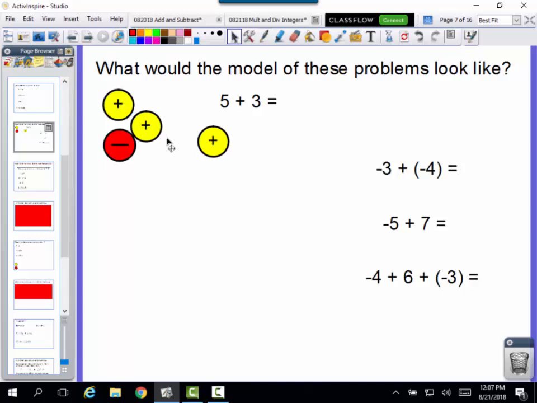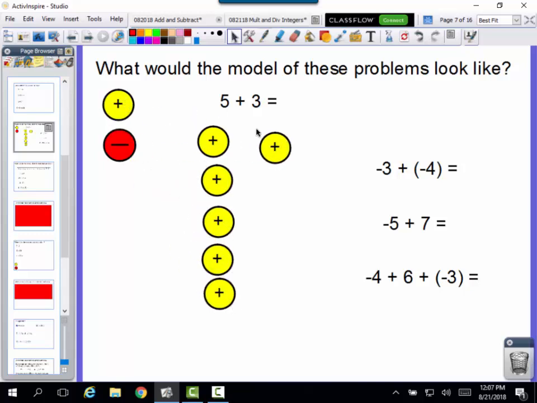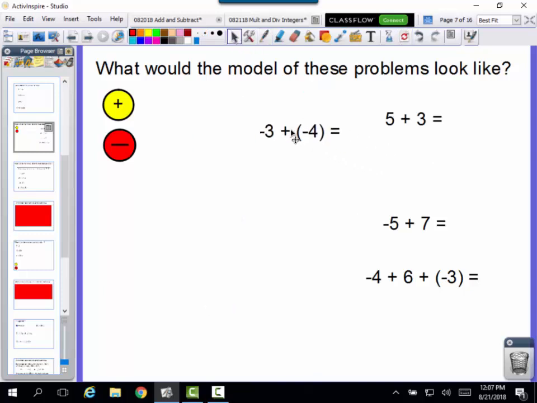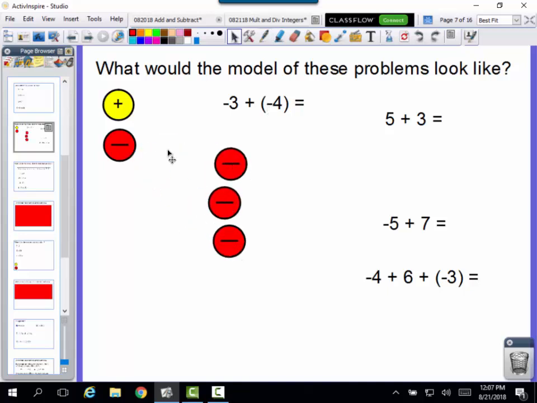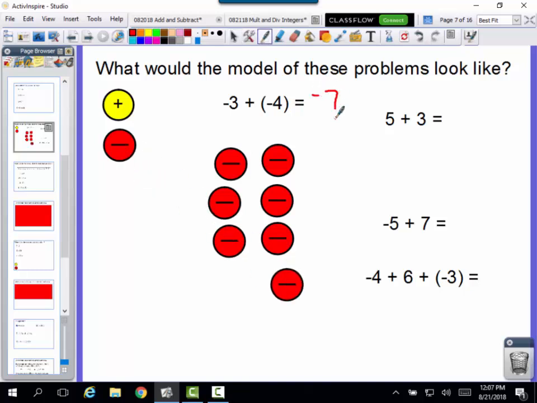That means we've got 5 positives and 3 more positives. The add in the middle says we're just going to shove these together, and we end up with a positive 8 as our answer. This also works if we have negatives. Let's now try negative 3 and negative 4. This one says I've got 3 negatives and 4 negatives. We put those together and we end up with 7 negatives total.